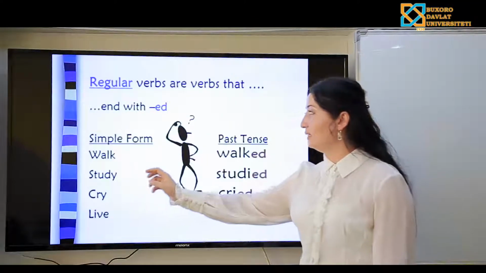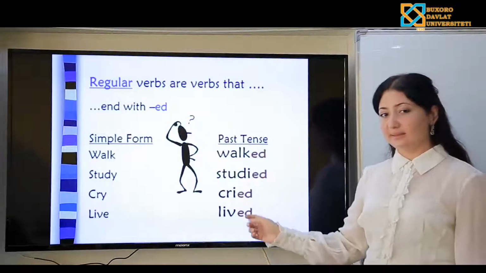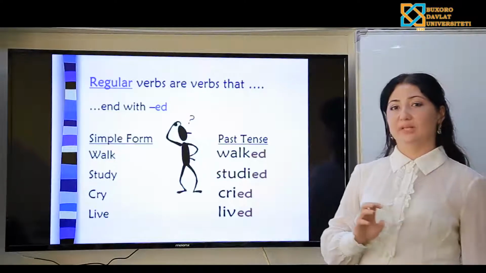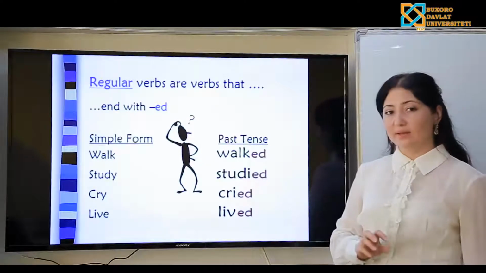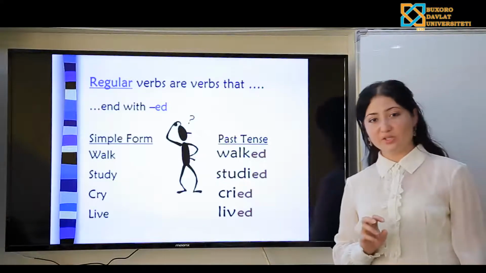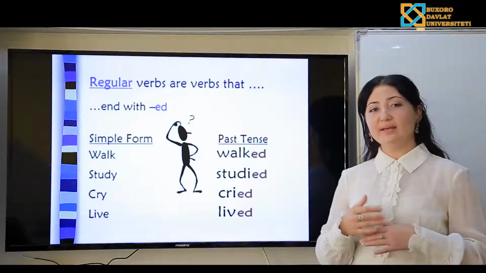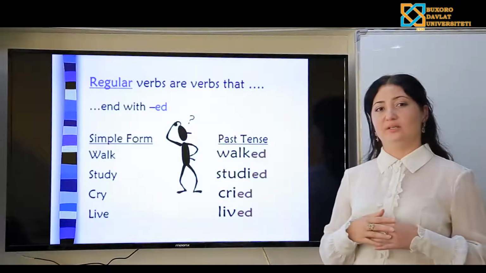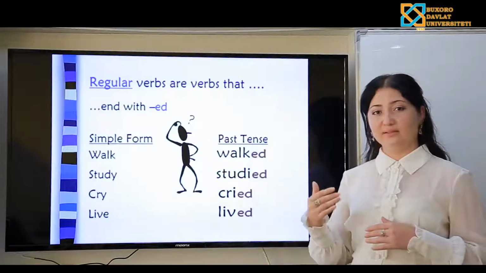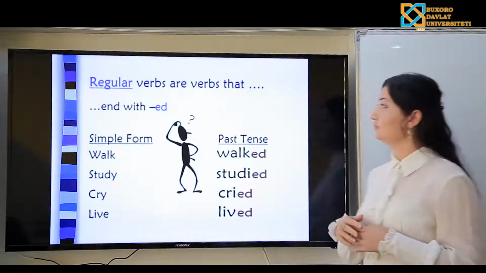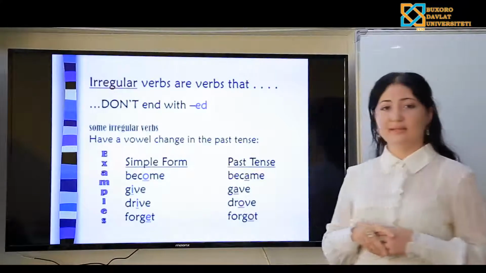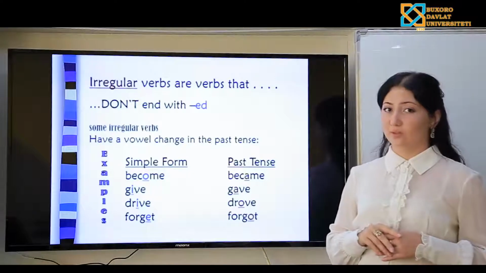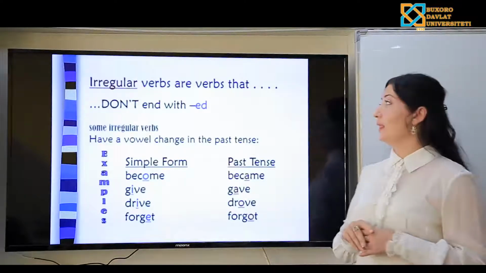For example, in 1980, yesterday, 2 years ago, 2 hours ago, last time, last week, last month. These time expressions help us to express the action which defines the past simple tense, the past action. You know that there are two types in this tense: irregular verbs and regular verbs.